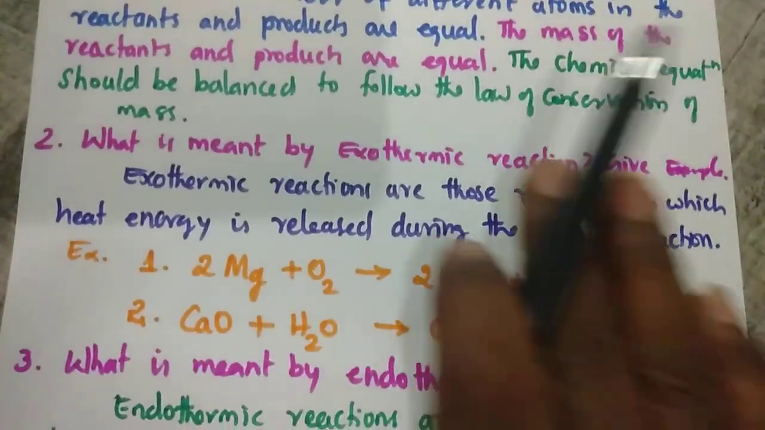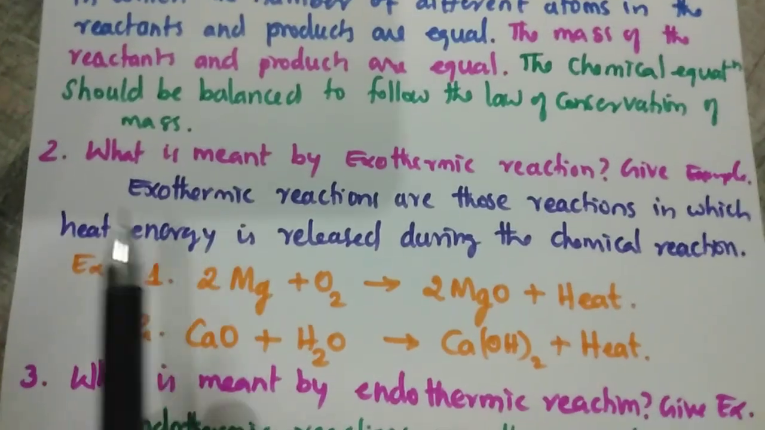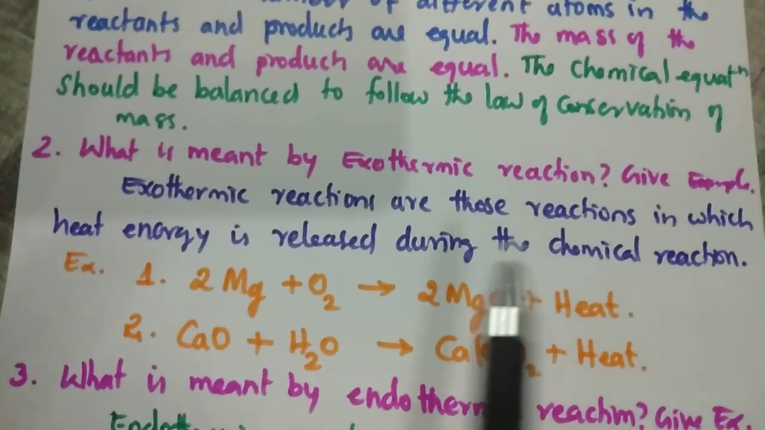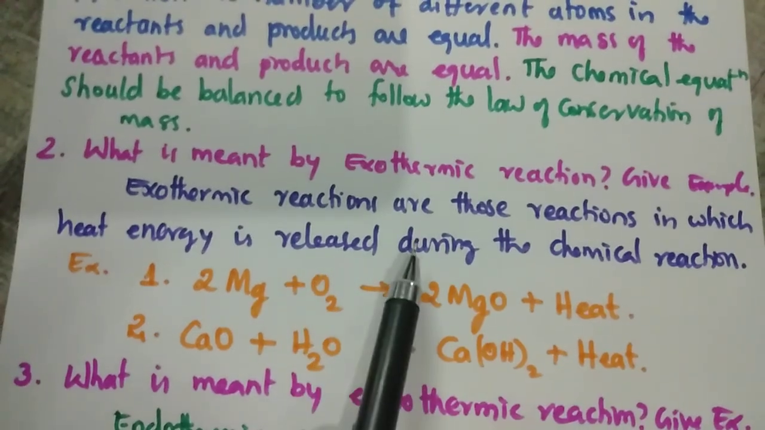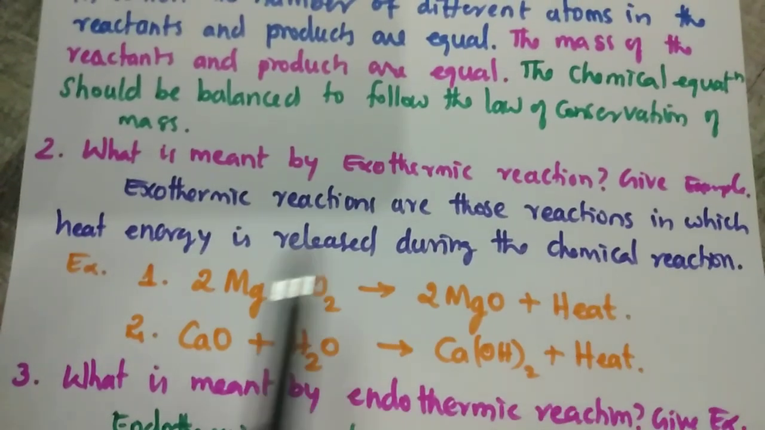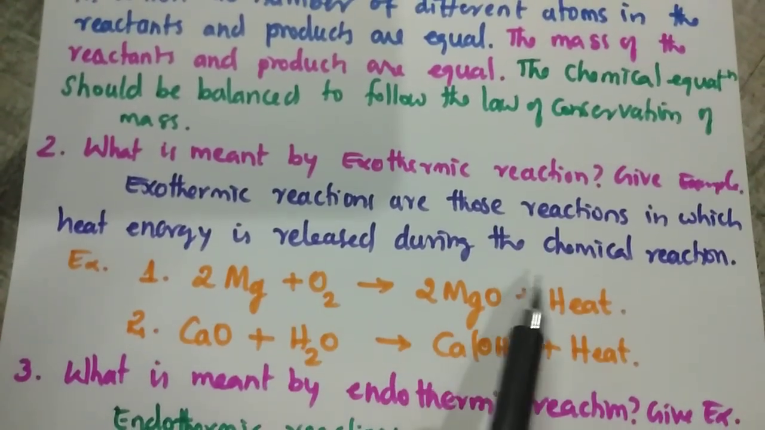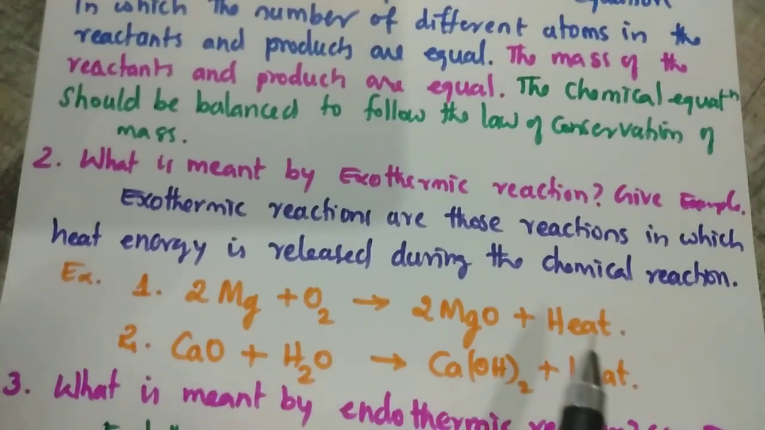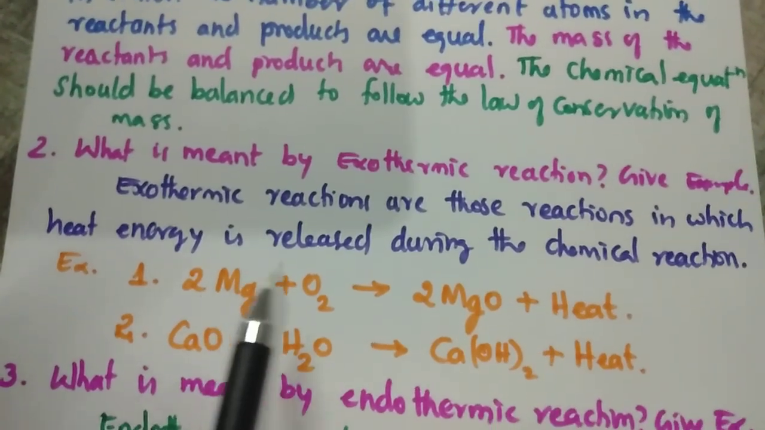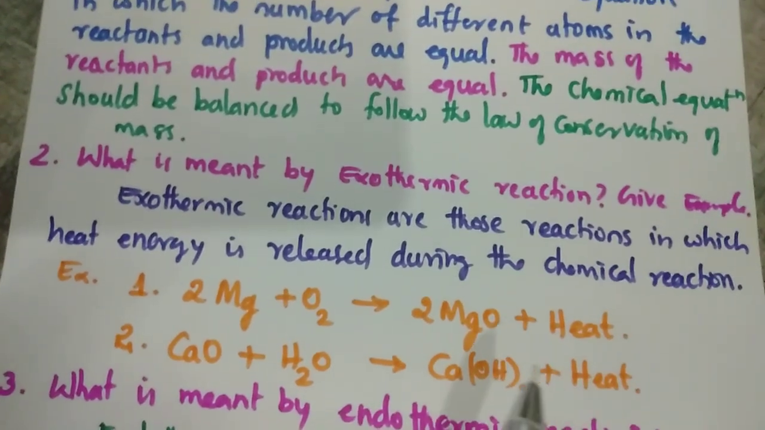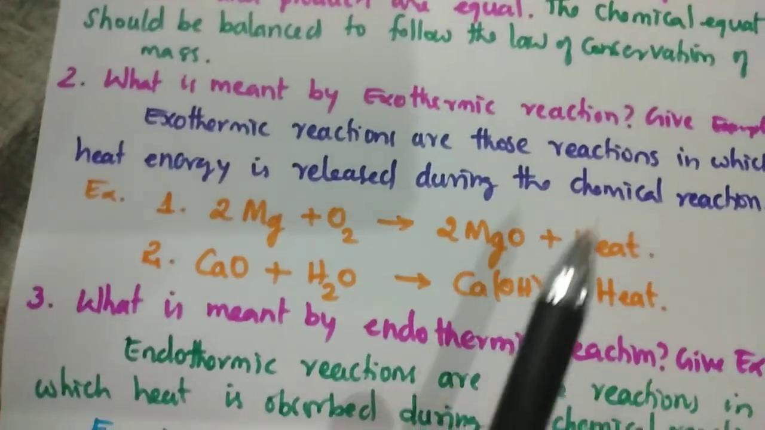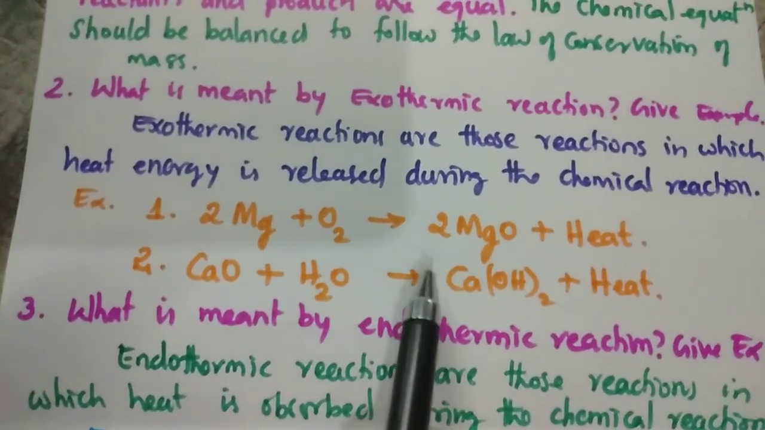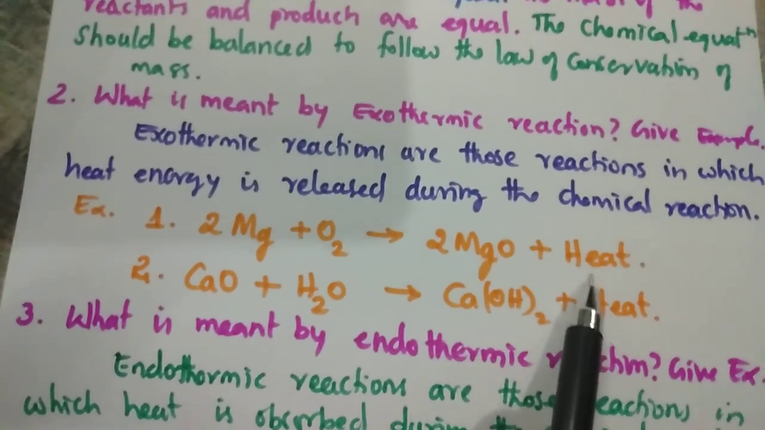Now let us go for one more question. What is meant by exothermic reaction? Give example. Exothermic reactions are those reactions in which heat energy is released during the chemical reaction. So in any chemical reaction, if heat is coming out, we call it an example of exothermic reaction. Here example is 2Mg + O2 forms 2MgO plus heat.